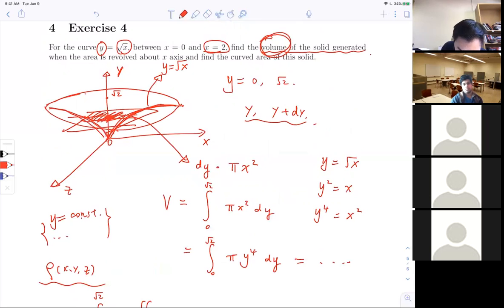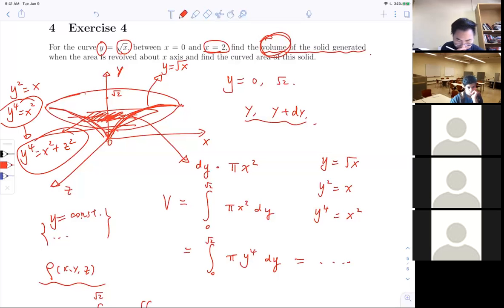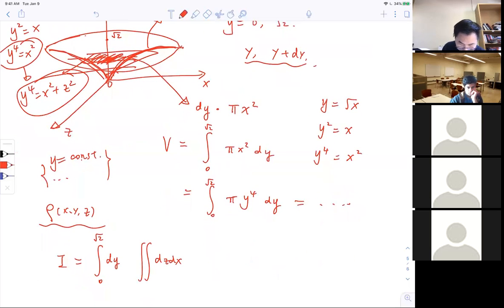First, you need to square this and then square it. You get this one, and this is x squared plus z squared, I think. So basically the integration region of z and x is given by x squared plus z squared smaller than y to the fourth.